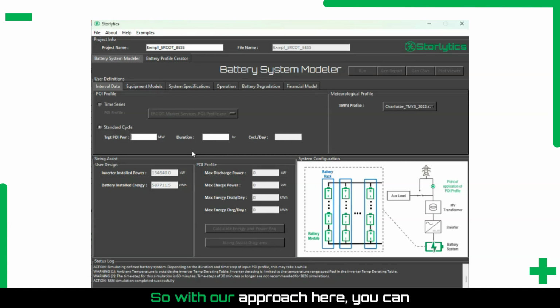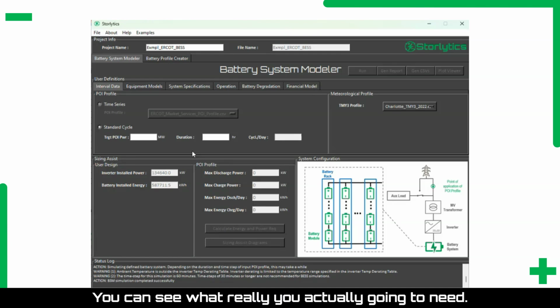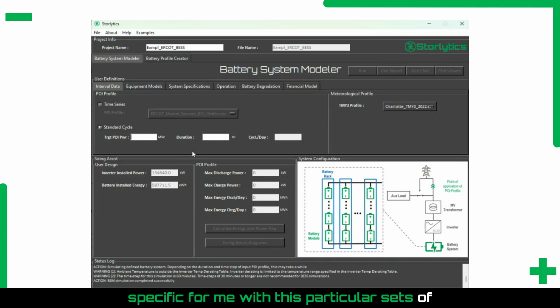So with our approach here, you can basically refine your system design. You can see what you really are going to need, and you go to the OEM. You can have that conversation: hey, run a scenario specific for me with this particular set of parameters and give me a specific curve for me. Which you are not getting today.